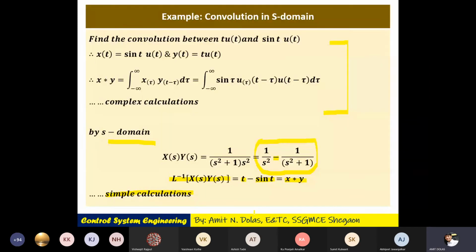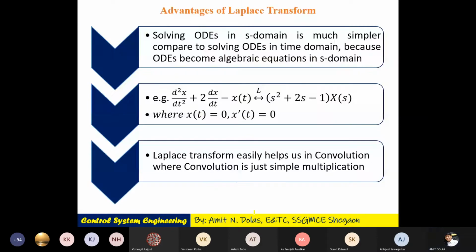Okay, one of the advantages is this: the convolution becomes simpler in S domain. This is one of the advantages of whatever we are learning, that is Laplace transform, inverse Laplace transform, and so on, conversion from time to S and S to time. Another advantage is solving ordinary differential equations. Solving ODEs in S domain is much simpler compared to solving ODEs in time domain, because ODEs become algebraic equations in S domain. In S domain, the ODE becomes algebraic, and that will be easy to solve.